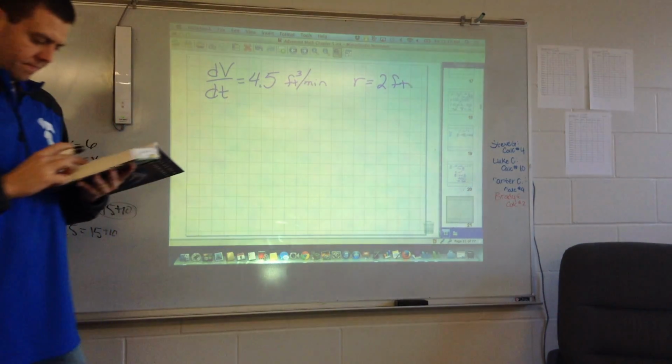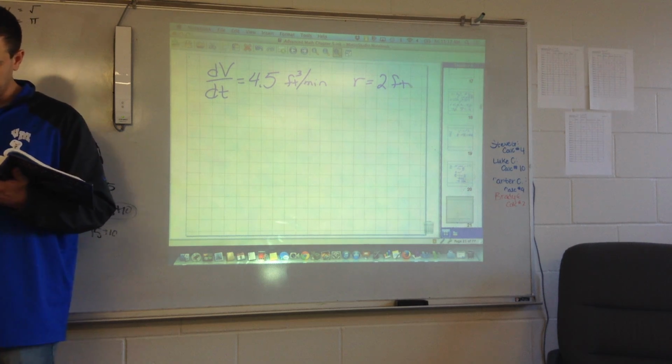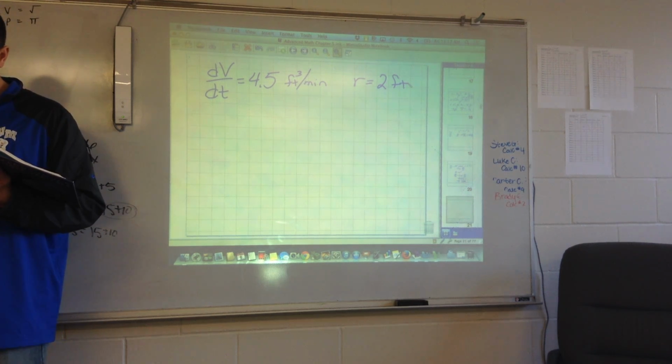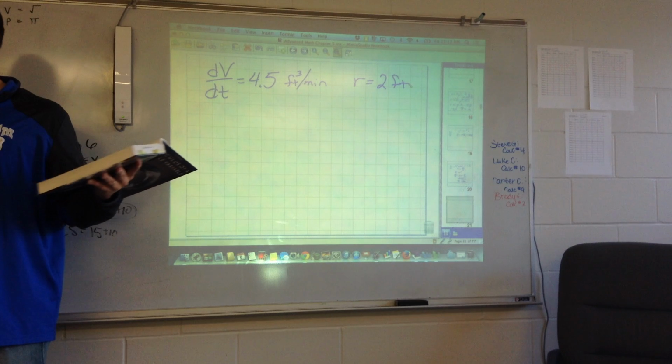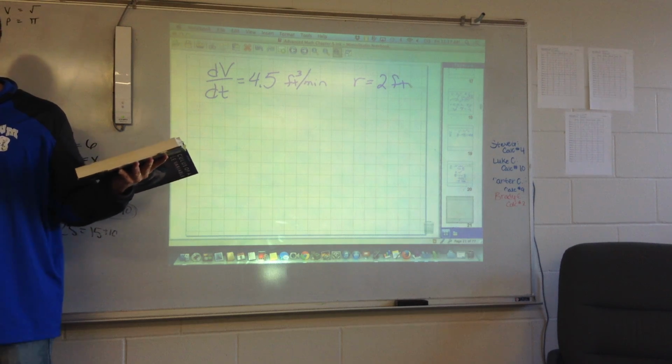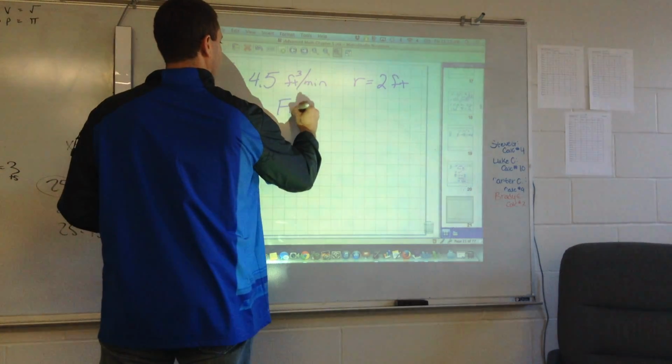Big balloon. What are we trying to find? When r... The rate of change of the radius. So what am I trying to find then? dr/dt. Yep, dr/dt is what I'm trying to figure out.